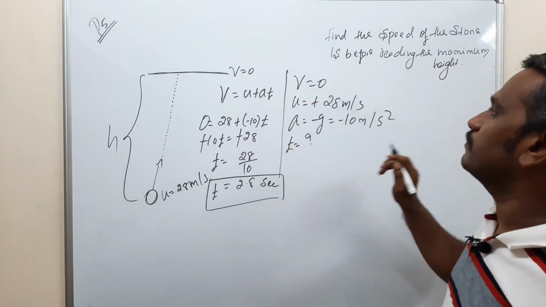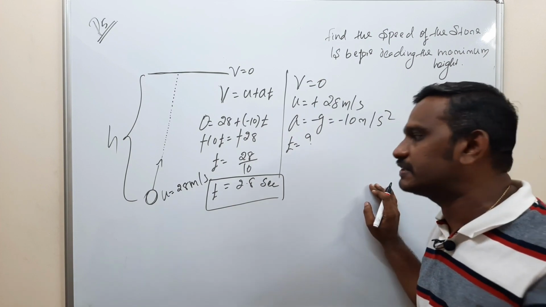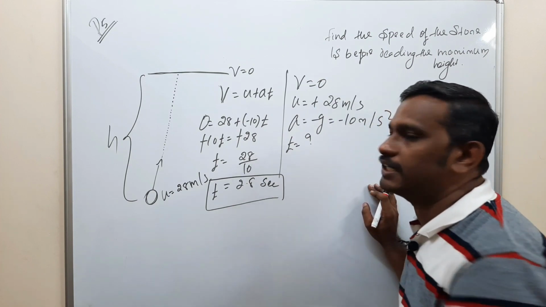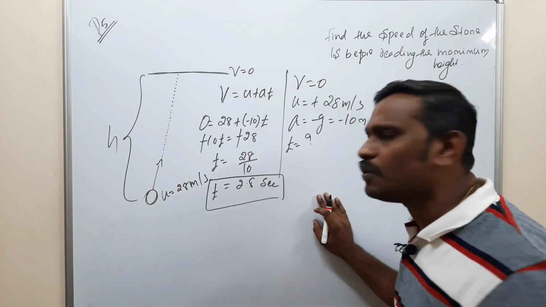So in our question, what is asked? To find the speed of the stone 1 second before. 1 second before means 2.8 minus 1, that is equal to 1.8.